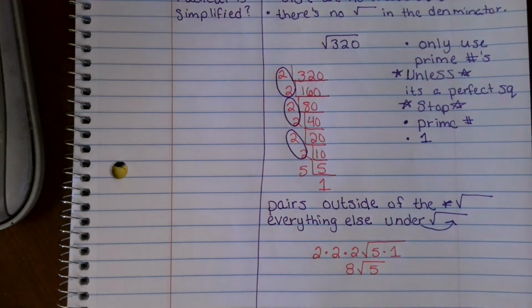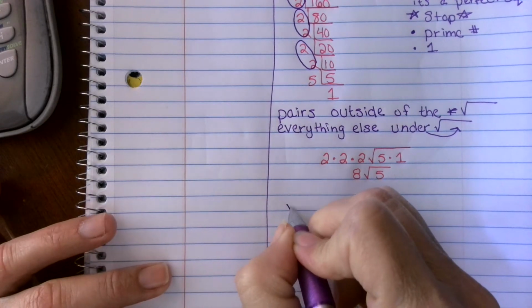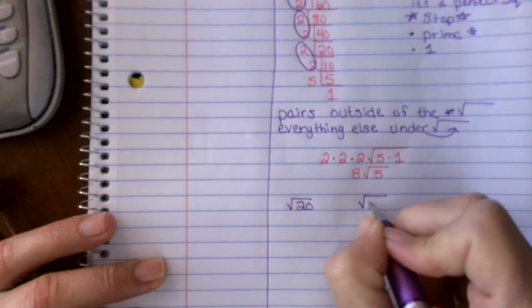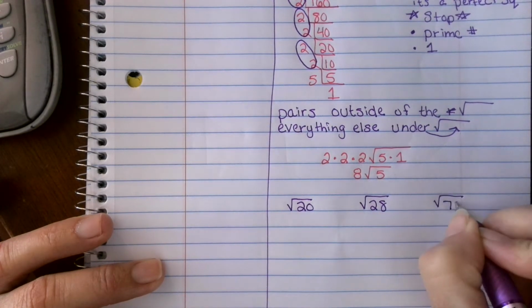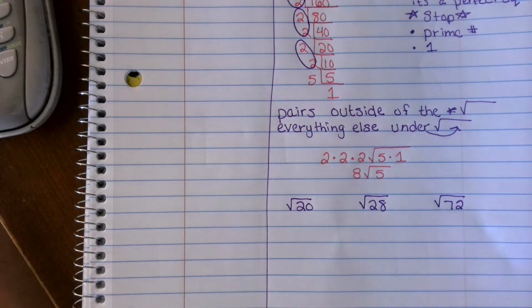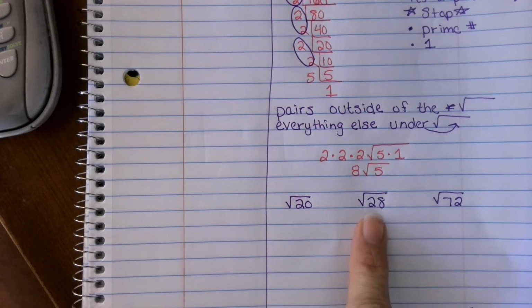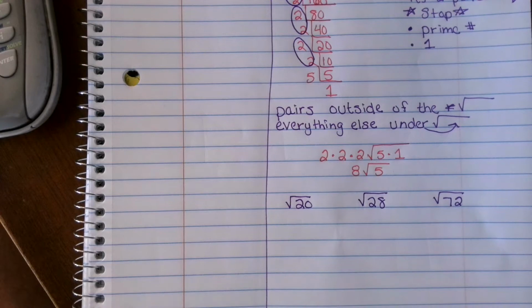Okay, let's do another one. So I'm going to do radical 20, radical 28, and radical 72. Now I'm going to do the first one, and then I want you to pause it and do the next 2 on your own, and then hit play and check your answers.